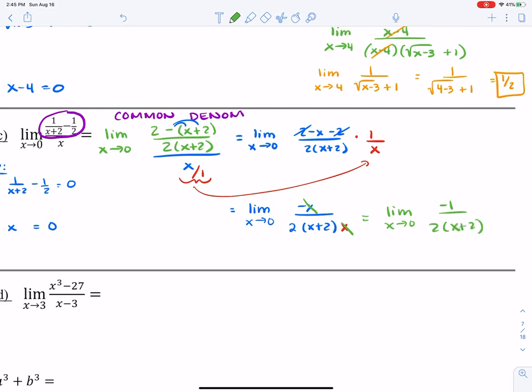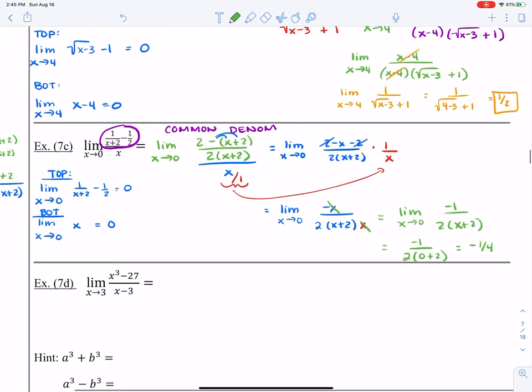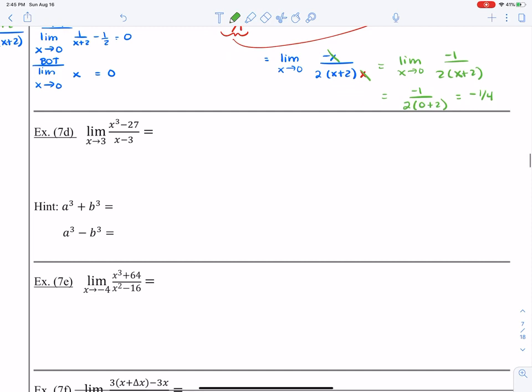Now that was a lot of algebra, but what we just did is I can now plug in my 0. I drop the limit because I'm direct substituting and get negative 1/4. Okay? So here's where we're at.